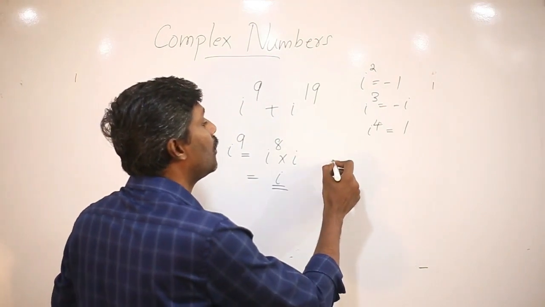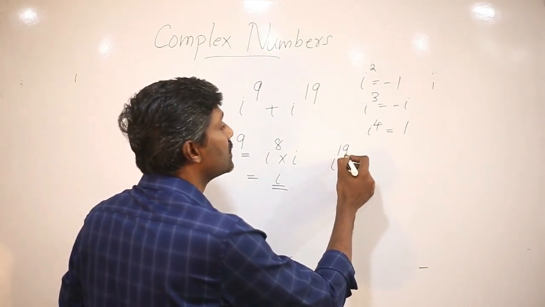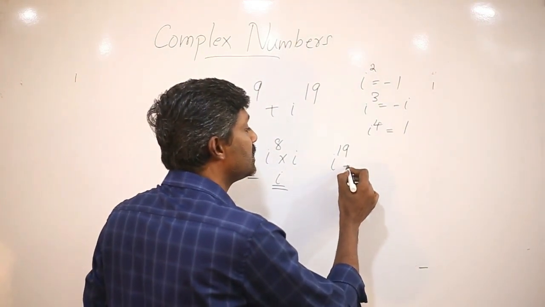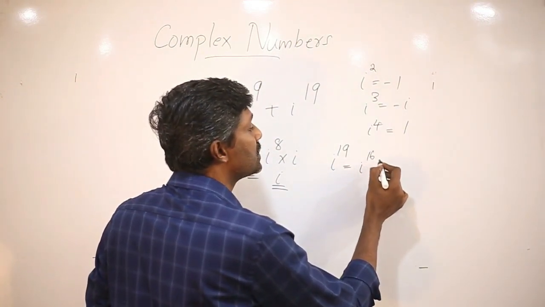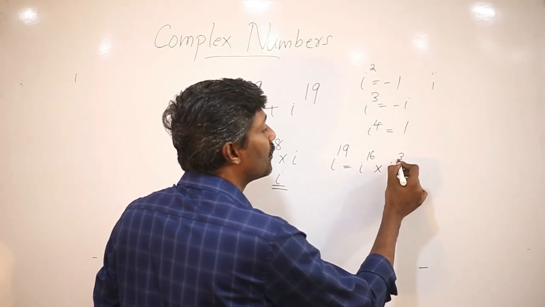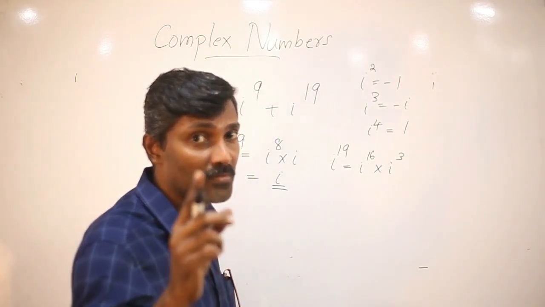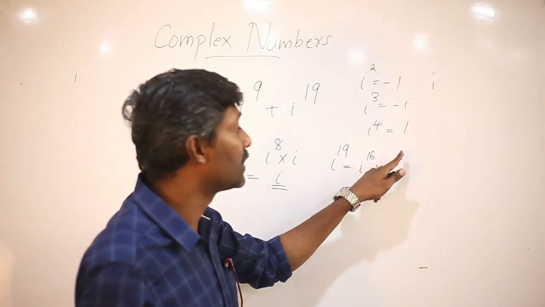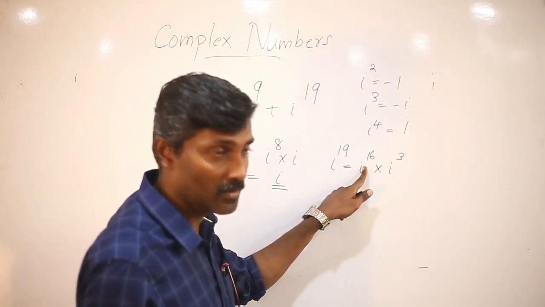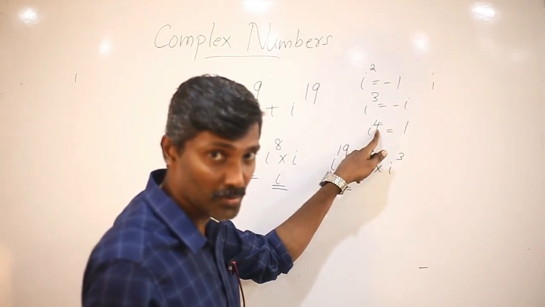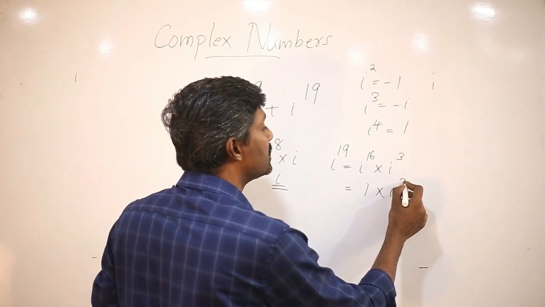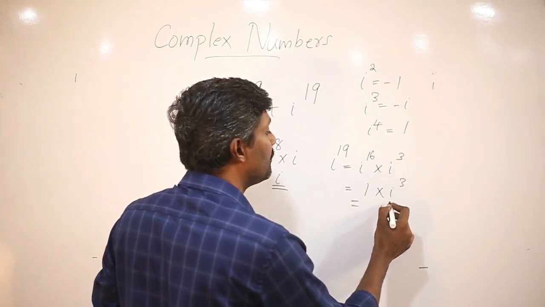Okay. How can I write i raised to 19? How can I express i raised to 19? I can write i raised to 19 as i raised to 16 into i cube. Why 16? Because it's a multiple of 4, right? So if i raised to 4 is 1, then i raised to 16 is also 1, because 16 is a multiple of 4. Okay. So this is 1 into i cube, which is nothing but i cube.